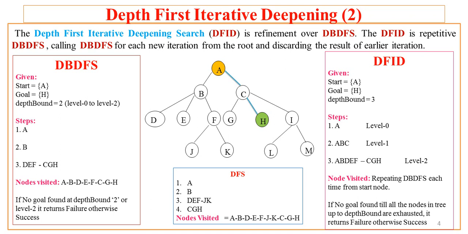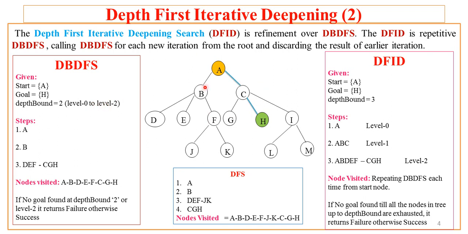The depth first iterative deepening search is a refinement over DBDFS. The DFID is repetitive DBDFS, calling DBDFS for each new iteration from the root and discarding the results of the earlier iteration. Let us understand this definition more practically. DBDFS basically behaves like this. DBDFS starts with node A and the goal to be found by DBDFS is node H, and the depth bound is 2. With this depth bound value 2, DBDFS will access level 0, then level 1 and then level 2 nodes of the state space.